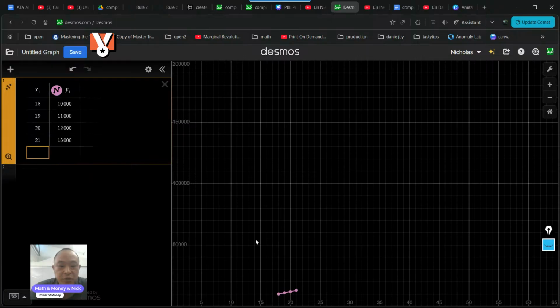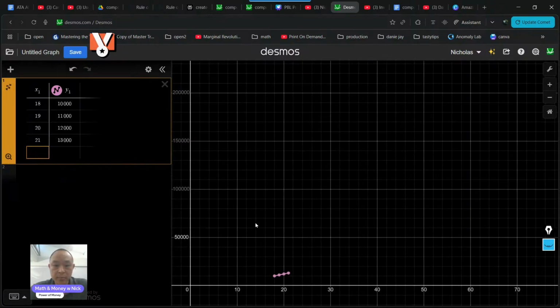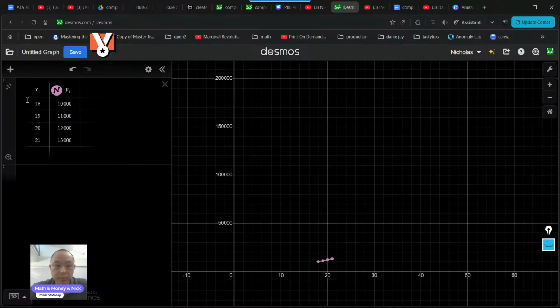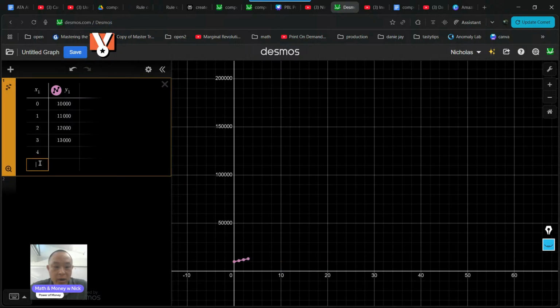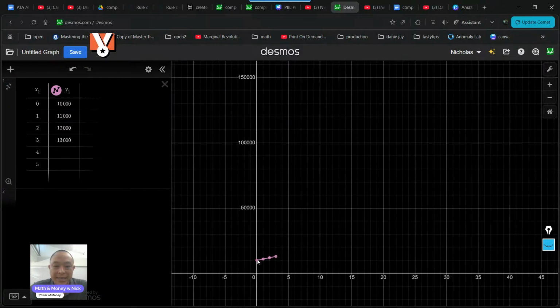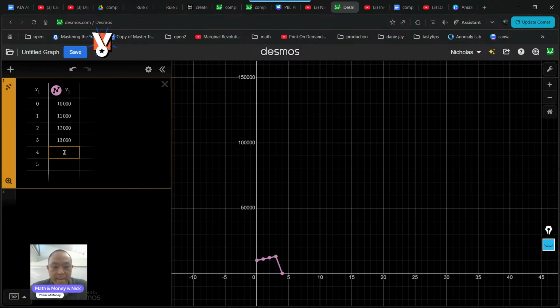So if we continue this linear function, actually, this is starting at 18. Let's do 0 so that you see that the y-intercept is 10,000. And so we'll go year 1, year 2, year 3, year 4, year 5. So here you'll see that your y-intercept is at 10,000, and then you're earning $1,000 of interest every year. And this is simple interest. That's why this is a linear equation and this is a straight line.